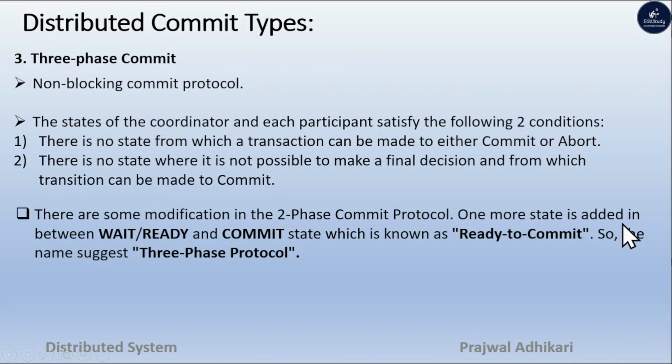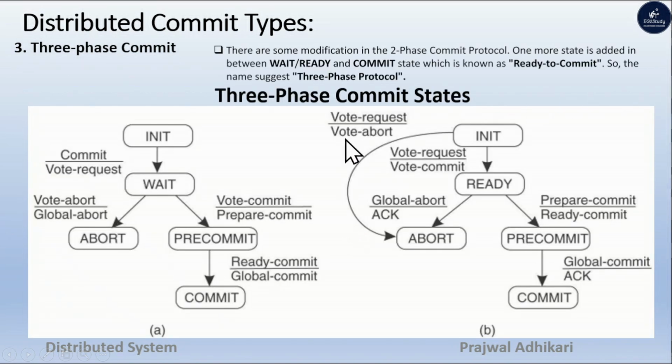One more state is added in between wait or ready and commit state, which is known as ready to commit. As one more state is added in the two-phase commit protocol, it is named the three-phase commit protocol. This is the state diagram of the three-phase commit protocol.